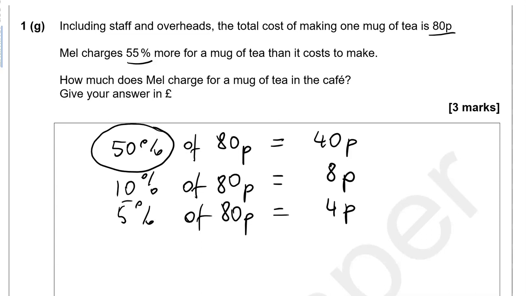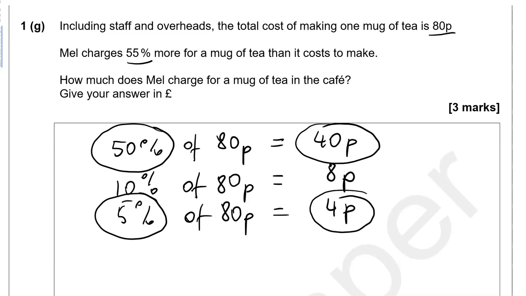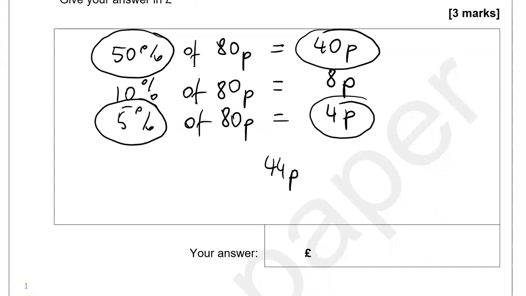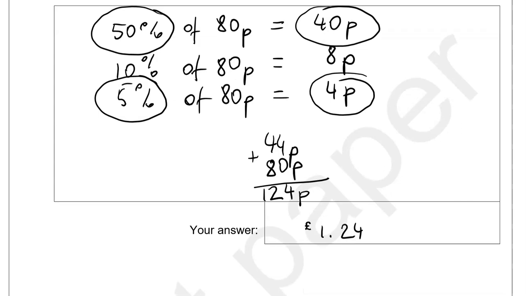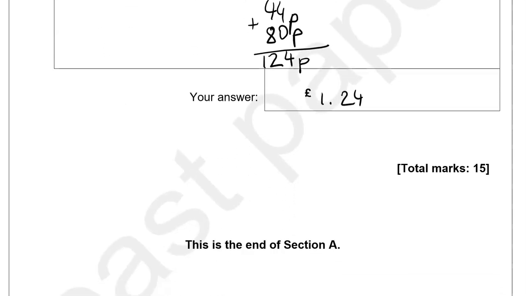55% is made of 50 and 5. So that would be 40 pence and 4. That gives us 44 pence in total, added to the 80 pence. So that's 124 pence, which is £1 and 24 pence. And this is the end for this part.